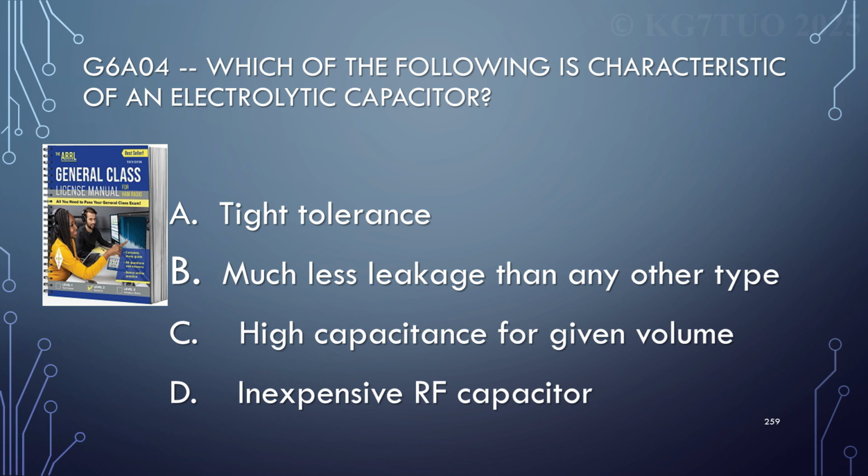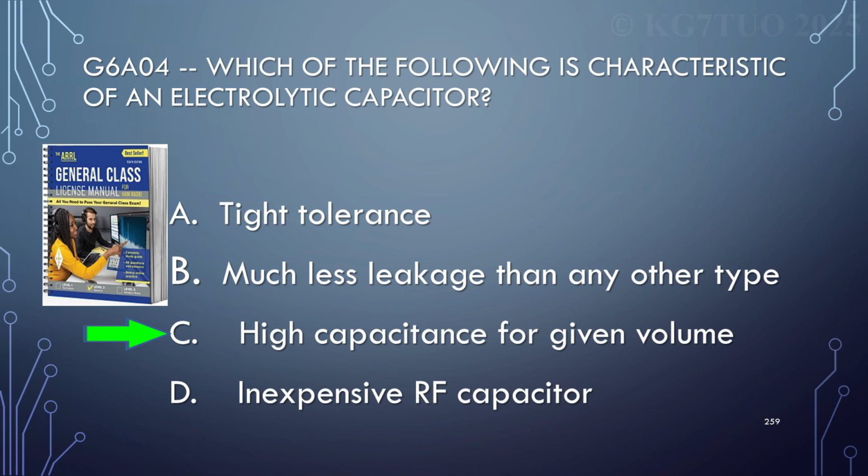Which of the following is characteristic of an electrolytic capacitor? Not Bravo. Process of elimination. So now we're left with Alpha, Charlie, or Delta. Think they're going to be inexpensive? Probably not. So now we're left with Alpha and Charlie, but we specifically mentioned one of them. Charlie. High capacitance.